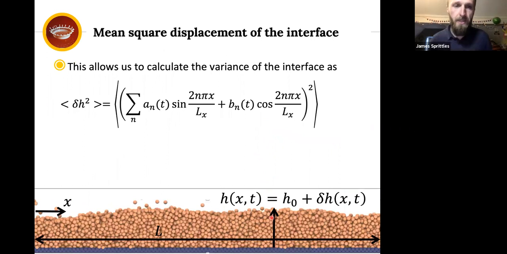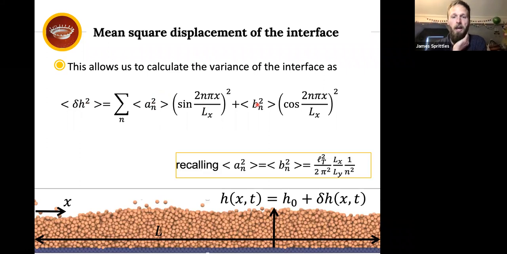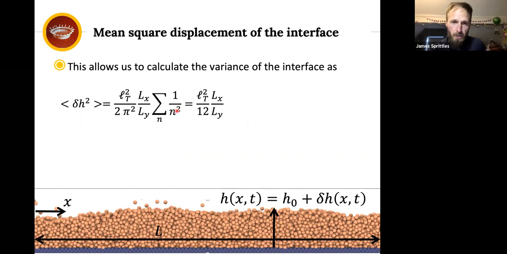Okay, so once we have the expressions we need, we can calculate other things very easily. For example, we can calculate the variance of the interface, just substituting in what we know about a_n squared and b_n squared into here. And we find the following expression. So what we find is that the length scale associated with the roughness of the interface increases as we increase the length of the domain. And that's kind of intuitive, because the longer the domain is, the more longer waves we can fit in.